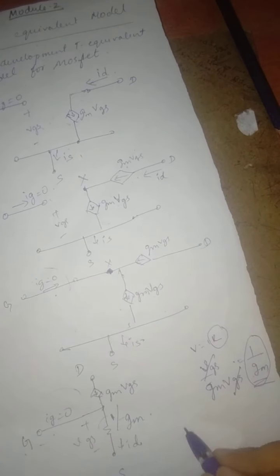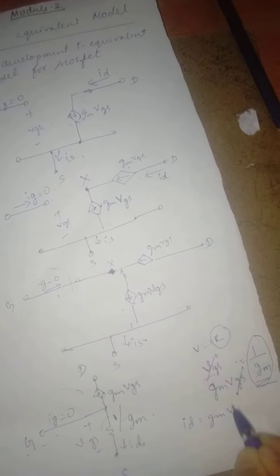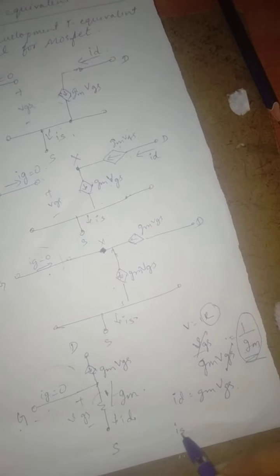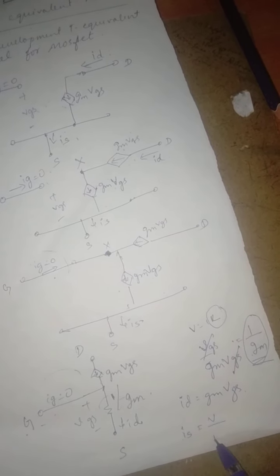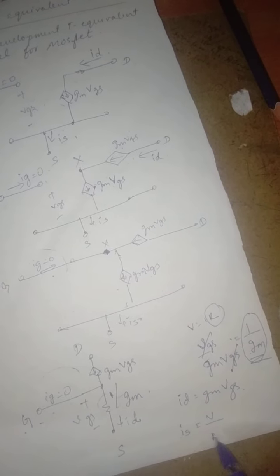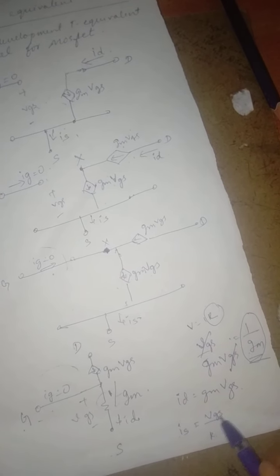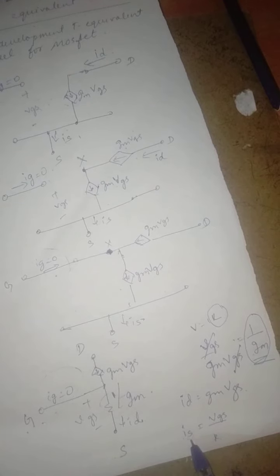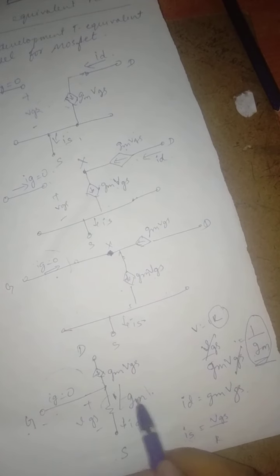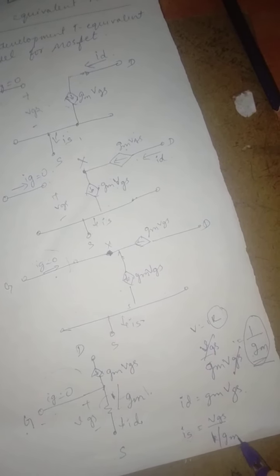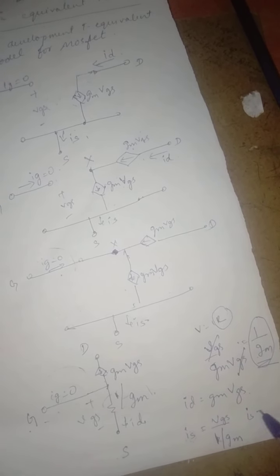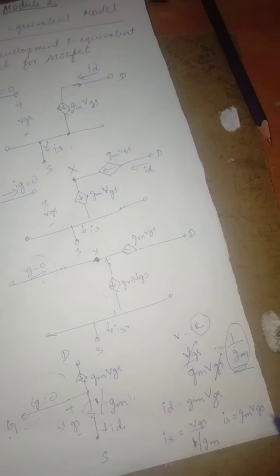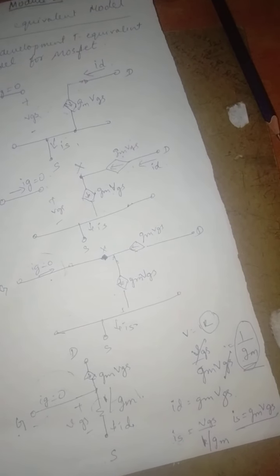Now what is ID? ID will be nothing but Gm into VGS. Now I want IS. So how do I write IS? IS is equal to, again I is equal to V by R. Here V is again nothing but VGS, and as we are writing at the source part, what is the resistance at the source part? 1 by Gm. So that is what I will be writing here. It is 1 by Gm. So we can write IS is equal to Gm into VGS. So this conclusion I can give.